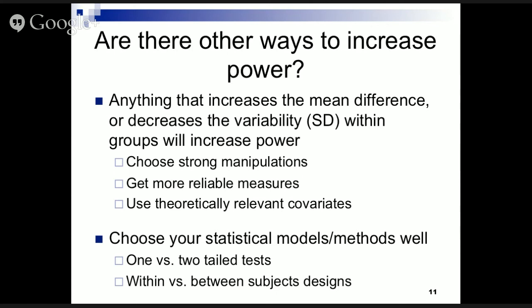Another thing to think about is within versus between subjects designs. Within subjects designs generally have far more power than between subjects designs. Obviously, not all experiments can be run within subjects. Sometimes that does create some problems, but it's always a good option to think through. If a between subjects design is needing too many participants and you can't get that number down, it's a good thing to consider.